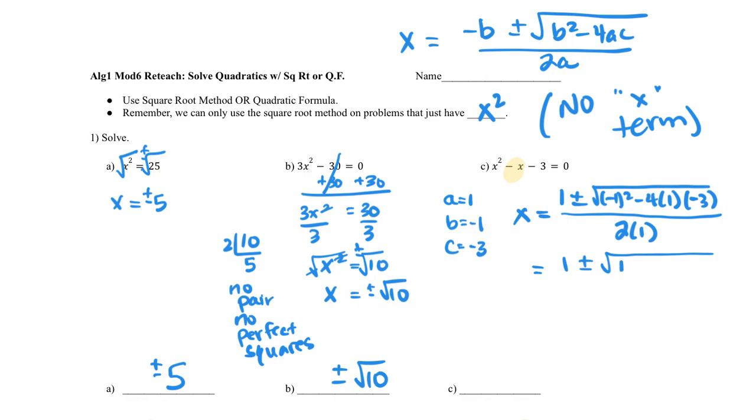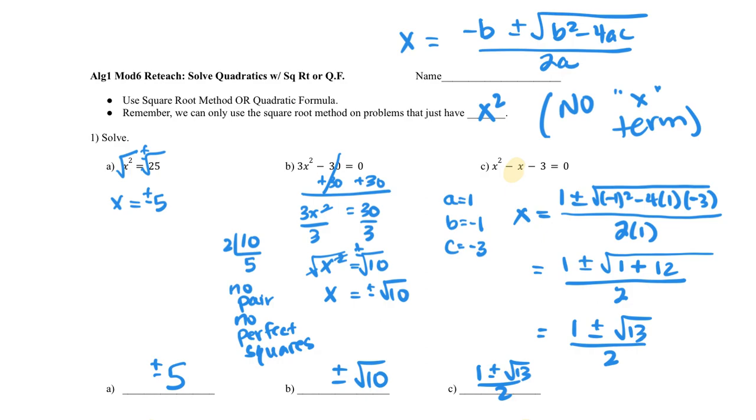Negative 1 squared is 1. And then I'm subtracting, and I have 2 negatives here. So that means when I multiply that all together, it's going to be a positive. And 4 times 1 times 3 is 12. And that's all over 2 times 1, or 2. 1 plus or minus. Now this is the square root of 13. And 13 you'll recognize as a prime number, so I don't have any more simplifying that I can do. So I'm going to write that as my answer.